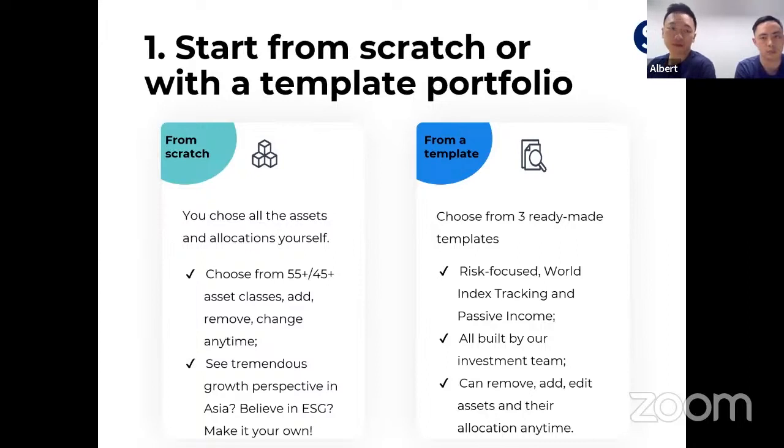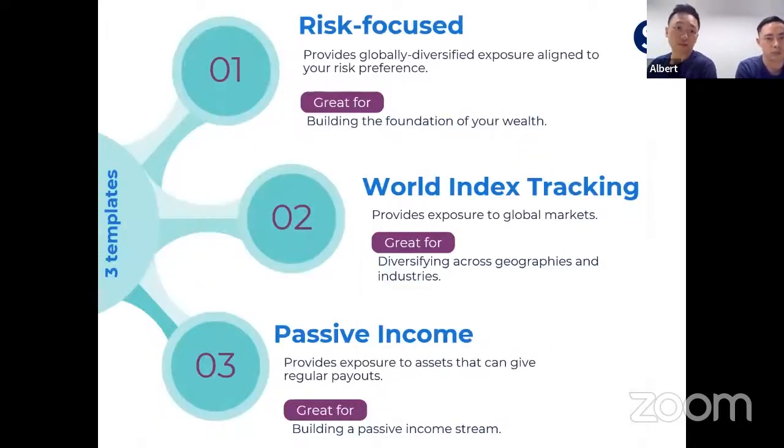Okay, so for this template itself, I mentioned there are three pathways that you can choose from. So first, you have the risk-focused template. That is where you want to have global exposure, and where you select a particular portfolio based on your risk preference. So we go all the way from the most conservative to the most aggressive options. And this is very suitable if you're looking to just build your wealth over a long-term period.